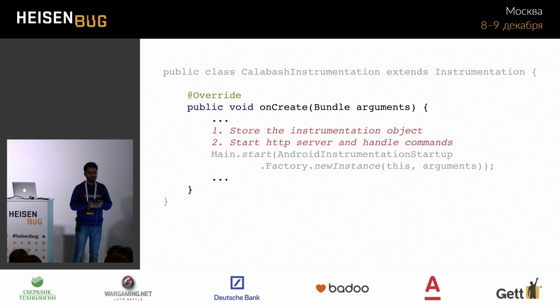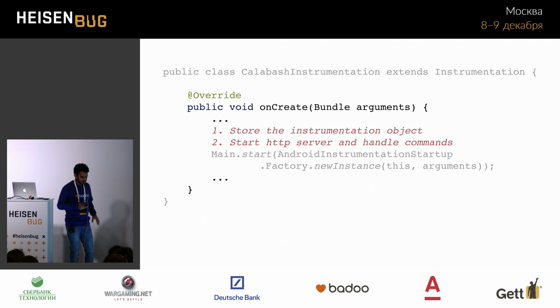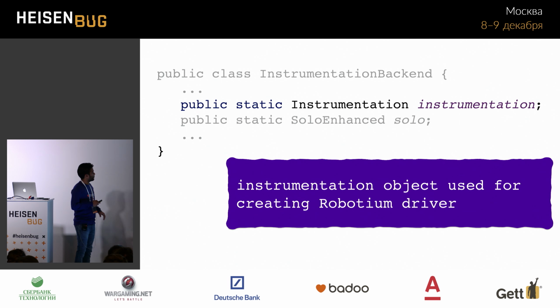And Calabash uses this as their entry point. They do two important things. One is store the instrumentation object in some utility class. And second is start an HTTP server, which starts listening for the command, hangs there, just listens for the command, passes it to Robotium, and drives the user interface. So we are going to look at how we can enhance this Calabash instrumentation.